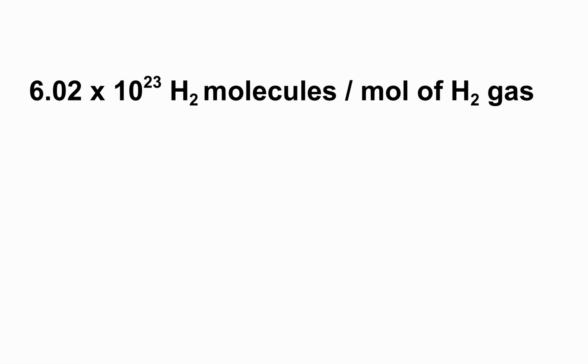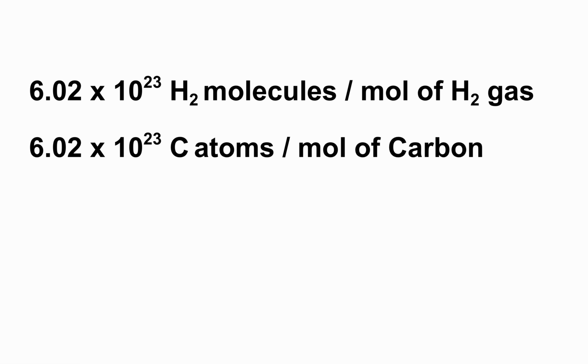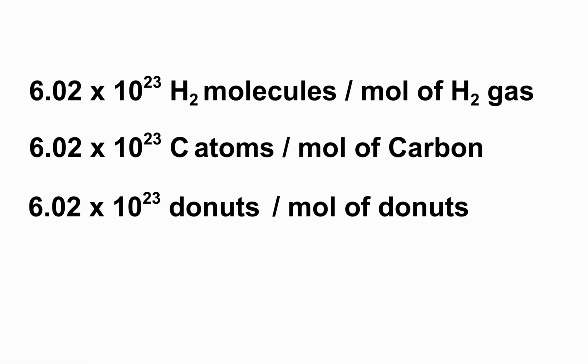For example, if we looked at a mole of hydrogen gas, there would be 6.02 times 10 to the 23 H2 molecules. We would have 6.02 times 10 to the 23 carbon atoms in a mole of carbon. We'd have that many donuts in a mole of donuts.